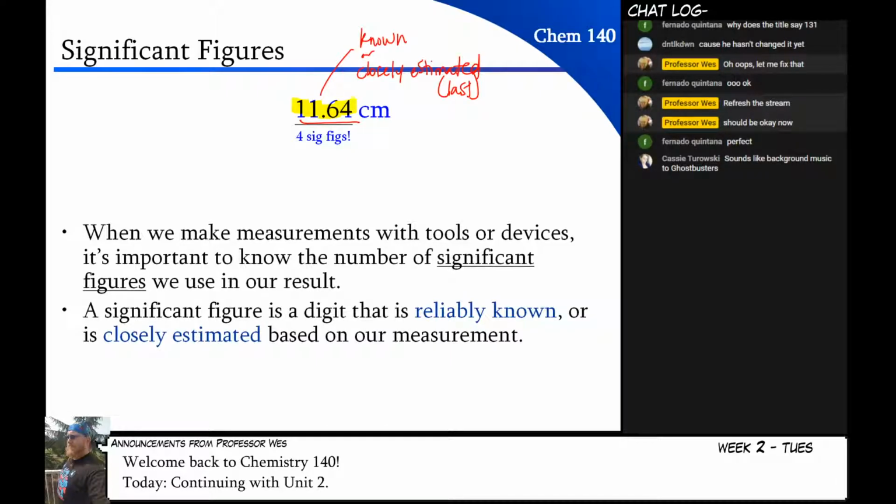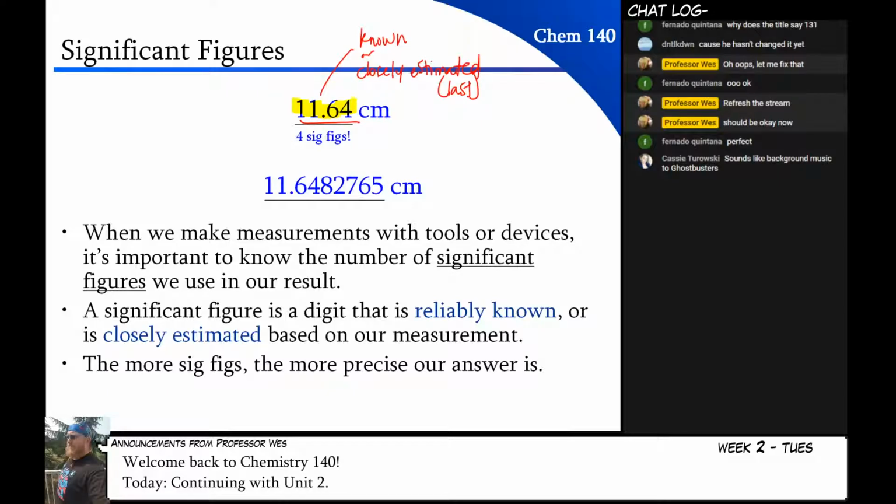If I were to write a number with more digits in it, like this one, which has 1, 2, 3, 4, 5, 6, 7, 8, 9 digits, that's 9 significant figures. And as you can tell, when two numbers have the same magnitude, the number up here was probably measured with a ruler. This number down here is very, very precise, and was probably measured with an electron microscope to determine that distance.